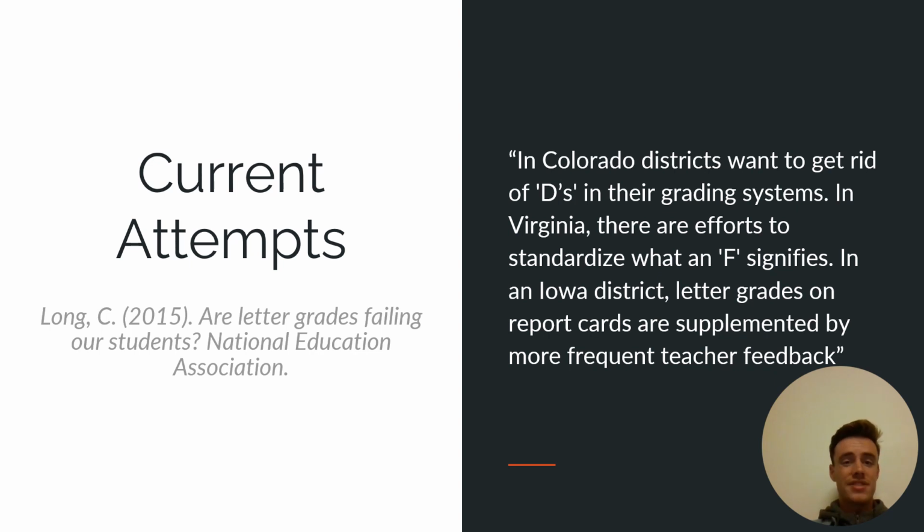This is not a problem that's very secret, very quiet. It is pretty known that grades aren't exactly doing what we want them to do right now. And we can see that as we look throughout the country. There are a lot of states who are working on making progress right now, making changes to the way we do it. Colorado districts are trying to get rid of D's in the grading system. Virginia, they're trying to figure out a little more clearly what an F actually means. Does that mean failure? Or does it mean needs improvement?